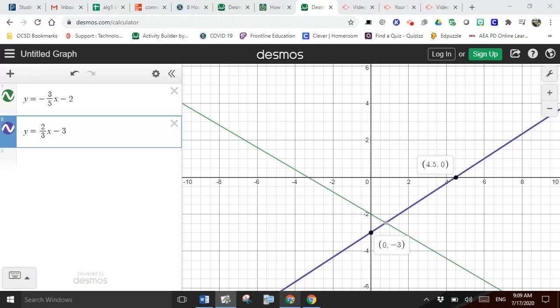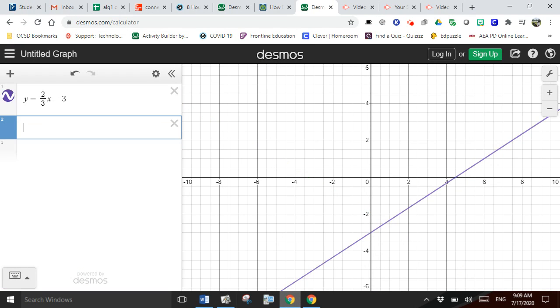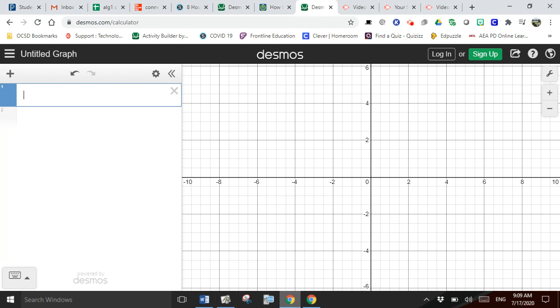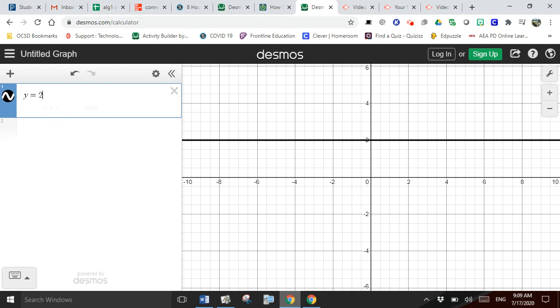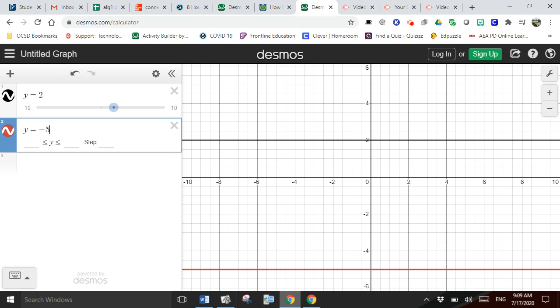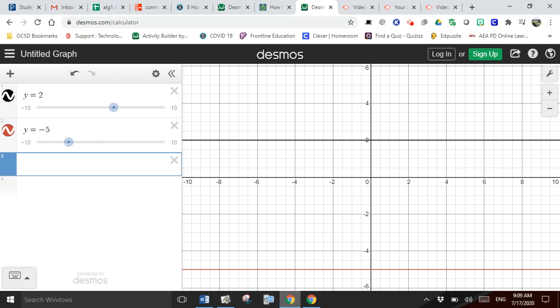Now I can put those into my Desmos. That draws y equals 2, y equals -5. Okay? I can graph those two lines.